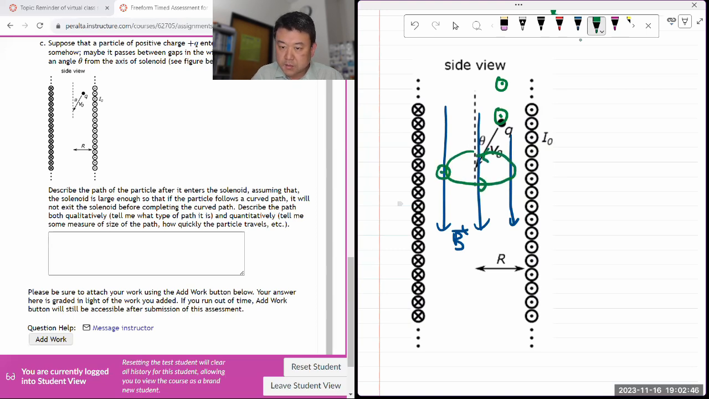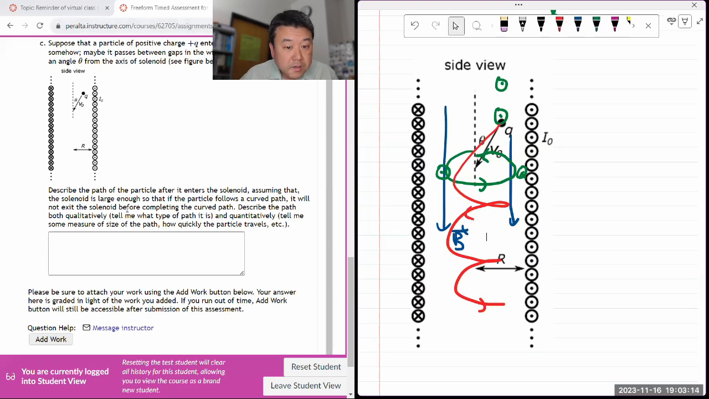So it'll have like a circular component that I think it goes like this. Out of screen here. And then once it comes around and it's going this way, the force will be going into the screen, V cross B into the screen. So the actual path of the particle will look something like a helical thing, like this. That will be the actual path of the particle. Describe path both qualitatively and quantitatively.